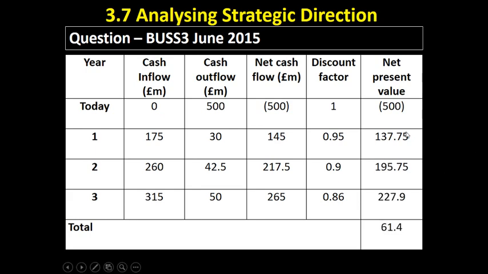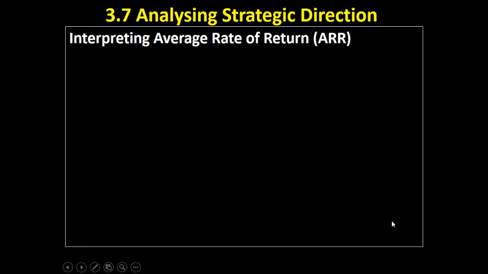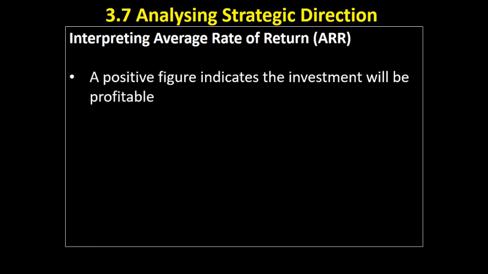And hopefully you have come up with these figures. Okay, so when we start off with minus 500 and we add these numbers to it, we see that the project comes out with a net present value of £61.4 million. In other words, because it's positive, this is a profitable project. So how do we interpret that?